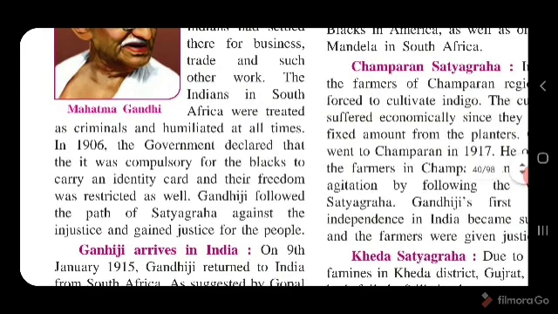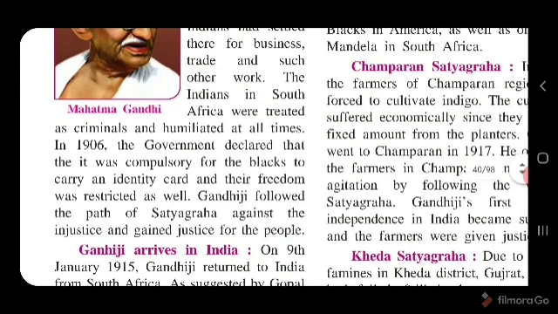Many Indians had settled in South Africa for the purpose of trade and business. You know it very well. Okay, we have seen there. They were treated as criminals and humiliating treatment was meted out to them. In 1906, the government declared that it was compulsory for blacks to carry an identity card. It is a very important thing, and it is very dangerous. Gandhiji launched Satyagraha against this injustice and gained justice for the people.